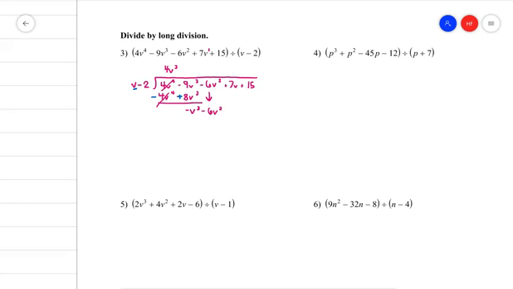So in order to get a v to look like negative v cubed, we would have to multiply by a negative v squared. Negative v squared times negative 2 is a positive 2v squared. We're subtracting that entire thing, so both of their signs will change. These two will cancel. Negative 6v squared minus 2v squared is a negative 8v squared. Bring down the next term.